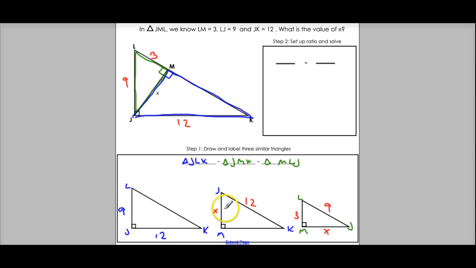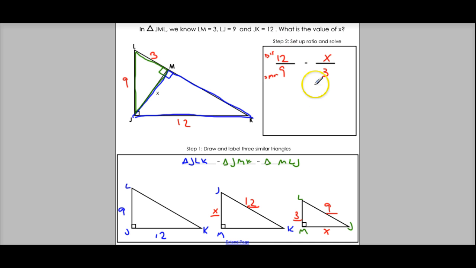Looking at this, I see that if I wanted to solve for x, I could say 12 is to 9, right? These hypotenuses of these two smaller triangles, so I'm going to write that. 12 is to 9. This is the big hypotenuse over the small hypotenuse. I don't know why I'm writing it like that. So 12 is to 9 as x is to 3. So I could set that ratio up to solve.